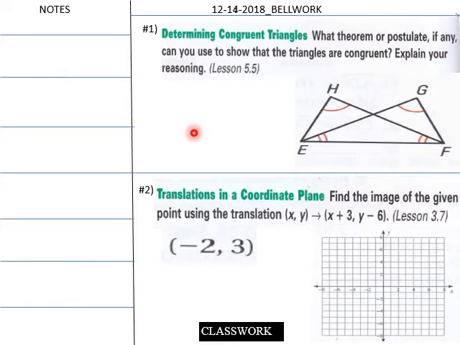Today, our bell work, teachers, for your students is here. What theorem or postulate, if any, can you use to show the triangles are congruent here? And then down here, find the image of the given point using these translations. Give your students 6 minutes to do this.